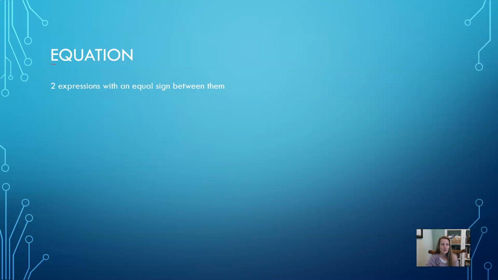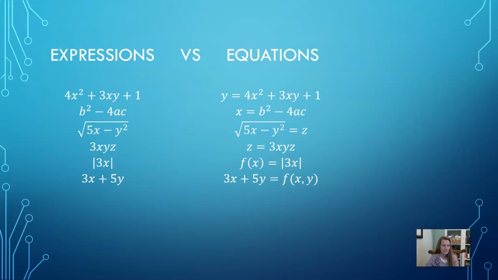So how does that differ from an equation? An equation, think equation equals. Two expressions with an equal sign in between them. There's the equal sign. Here's one expression. Here's another. Always with an equal sign in between. Now, we see that we can take an expression and change it into an equation just by adding that equal sign. And also notice that we can have functions, like f of x here, or a function of x and y. It doesn't matter as long as there's an equal sign in there.